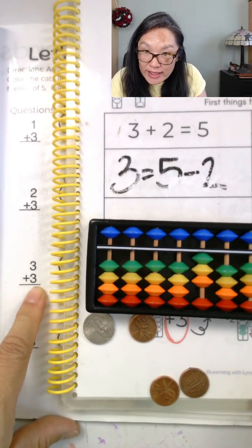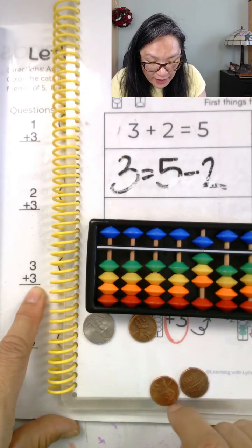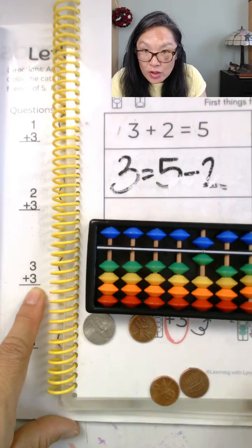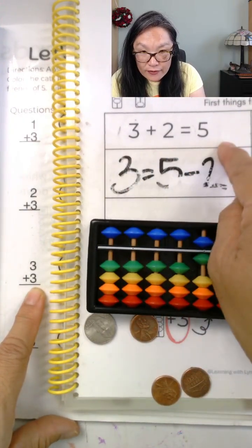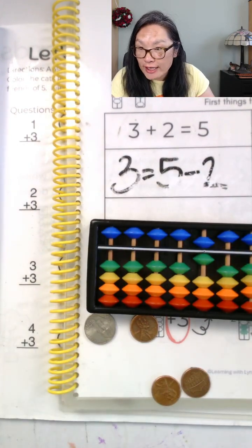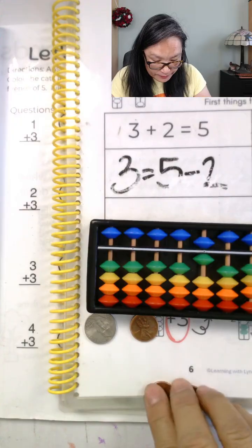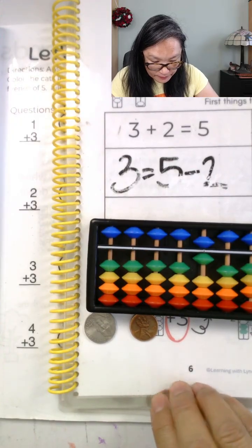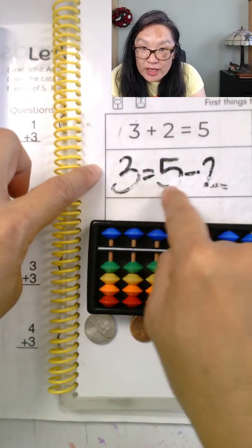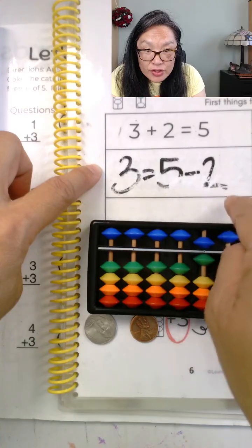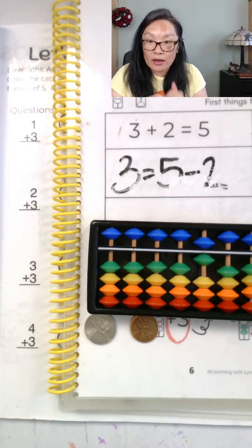So I can show it again on the abacus. I could add the 5, but I have to take away the 2. What did we just do? We took this information, how to make a 5, and we modified it. You need modification. And then we substitute the 3 with 5 minus 2, and we get our answer, 6.